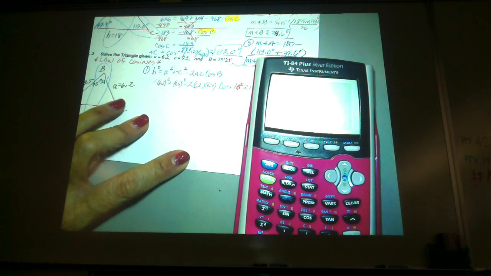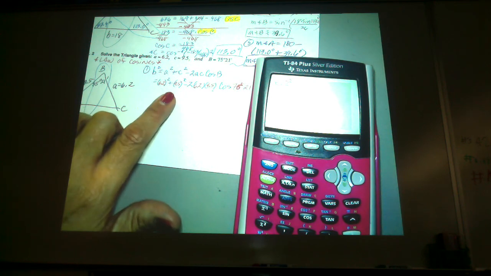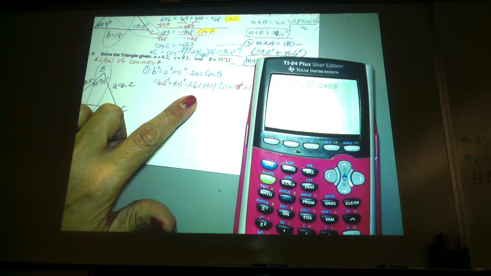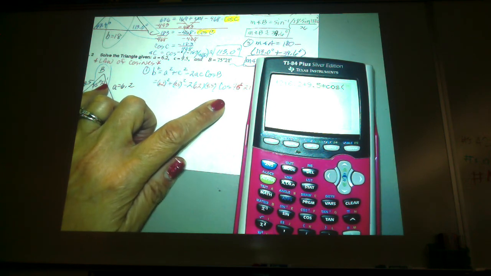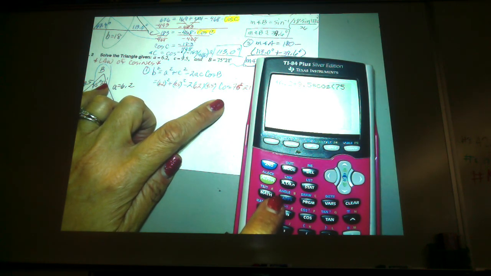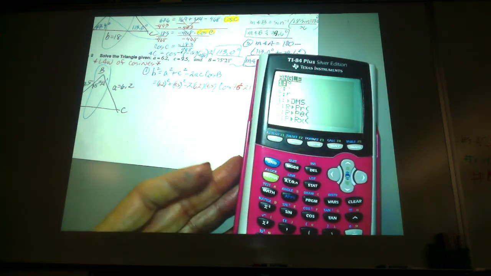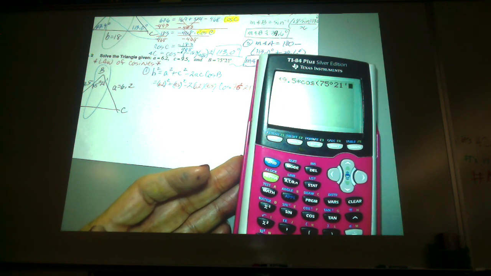All right, so I'm going to take 6.2, square it, plus 9.5, square it, minus 2 times 6.2 times 9.5 times the cosine. Are you ready? So put in 75 first. Then if we want degrees, the degrees are in your angle menu. To get to that, you have to hit second apps. Do you see the degrees? So hit 1, or in this case, enter. So now I have degrees, and then 21 minutes is also in the angle app. Oops, there's a glare on there, and so we want 2, and then close your parentheses.